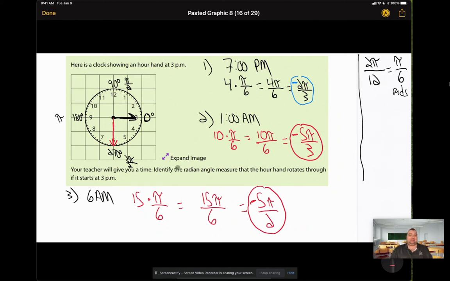And then when I was done, I had to realize that because it's a clock, because it's rotating in a clockwise direction, the final answer is actually negative. When we are rotating clockwise, the angle is negative. When we're rotating counterclockwise, like we normally do, the angle is positive. And that is it for this lesson.